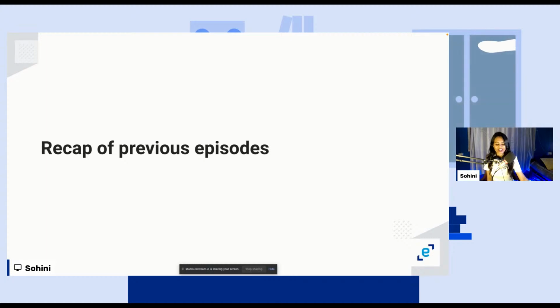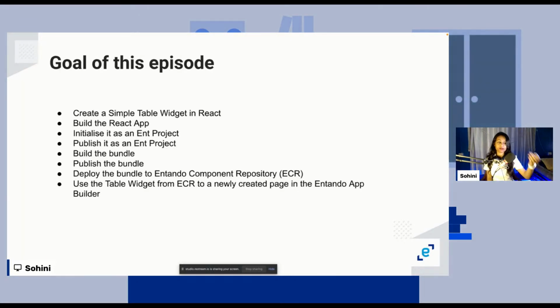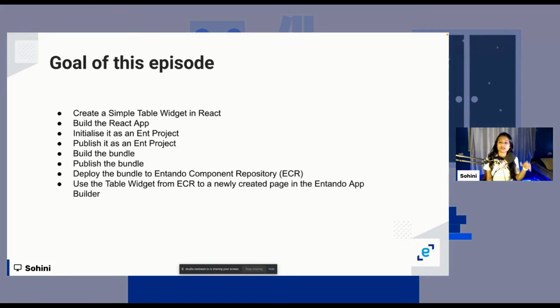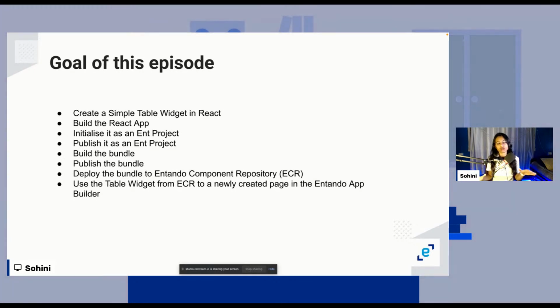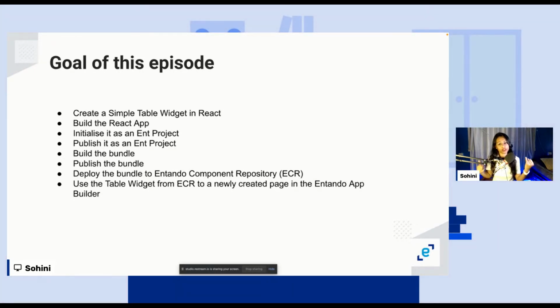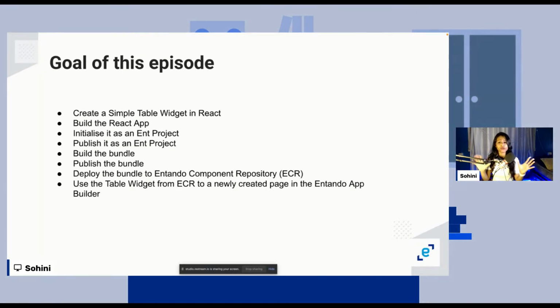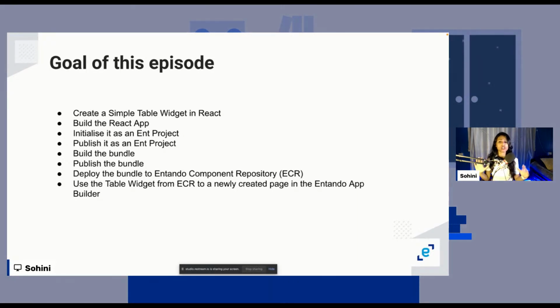Okay, so before I actually begin with the demo, let's take a look at the goal of this episode so that we're clear on what we're going to do. As I said, we're going to create a simple table widget in React. I'll give a sneak peek of how the table widget would look. The table widget isn't something I'm trying to highlight here, because my goal is to help you learn how you can create a micro frontend. It could be anything.